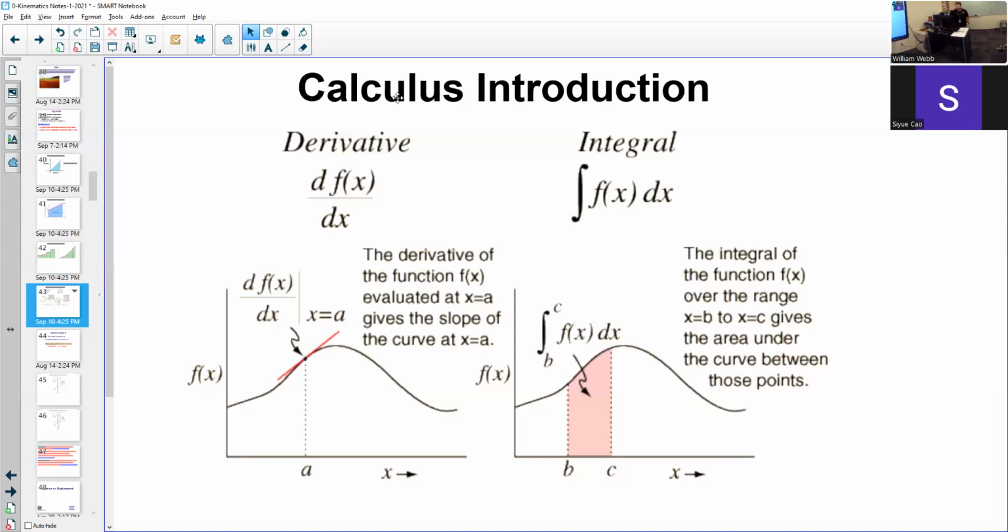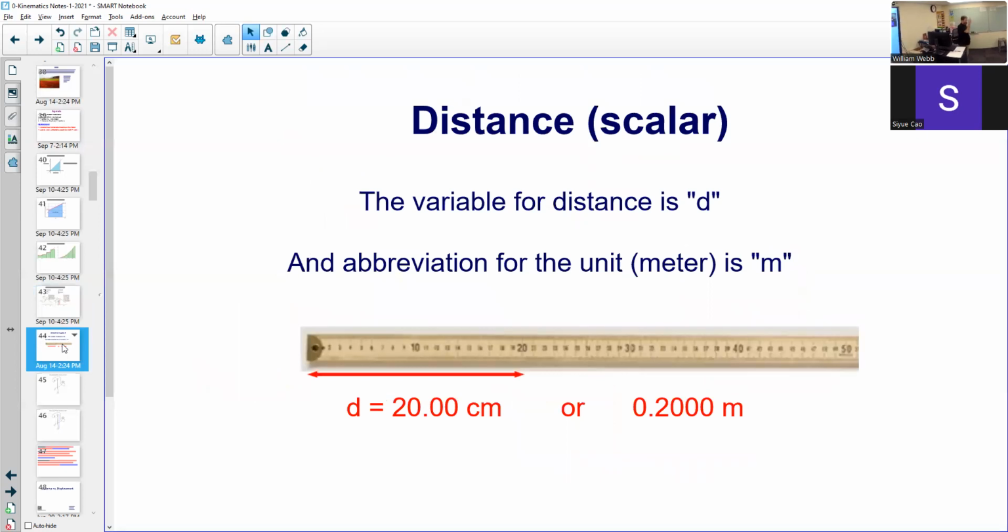So, quick calculus preview of how what we're doing now with just algebra and geometry connects to what you can do when you learn the calculus applications. All right, so now vocab.